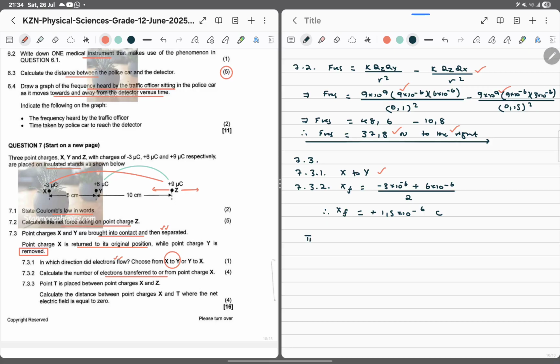We can say then, we know that charge is equal to, what am I saying? What are we doing here? Number of electrons. So we can say number of electrons transferred is going to be the final charge minus initial charge. So I am thinking final is 1,5 times 10 to the minus 6 minus the initial charge. What are we going to do now? Are we going to add?